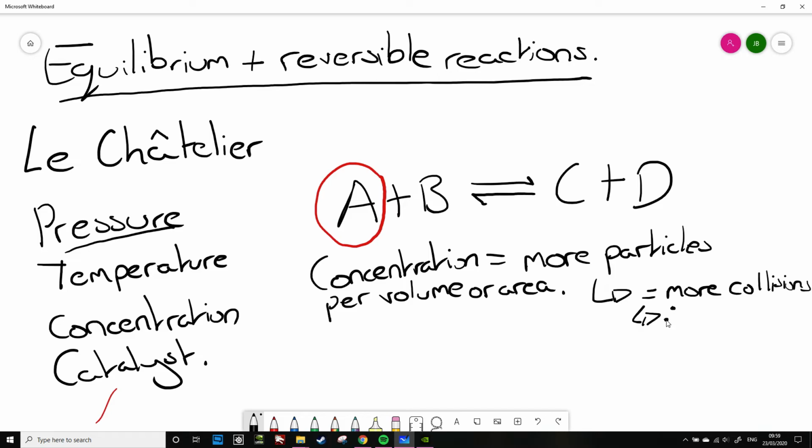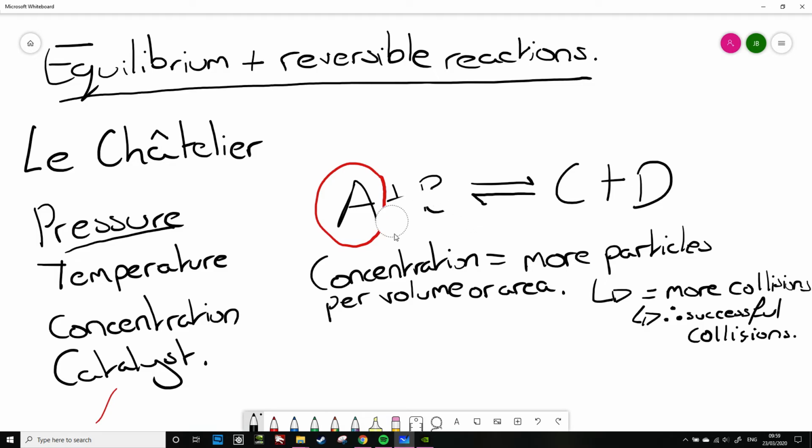And so therefore, successful collisions. And if we have far more successful collisions, we're going to have a greater rate of reaction. So therefore, we're going to make more products. So if we increase the concentration of A or B, we'll get more C and D. If we increase the concentration of C and D, we'll get more A and B. And this will go until the concentration is dwindled out and we've reached that equilibrium again. Okay? So, concentration, increase A and B, go to C and D, increase C and D, you go to A and B.